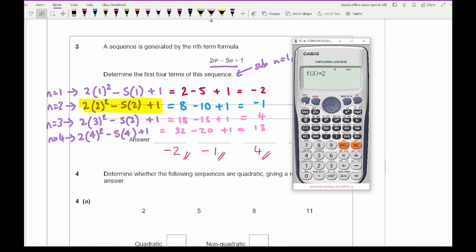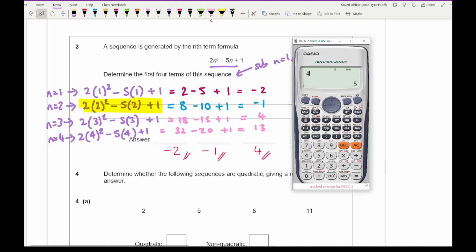So if I've got 2 alpha x, squared minus 5 alpha x plus 1 equals, g of x, just bypass that because I only want one result. The starting value is 1 because I want the first term. The end term is 4 because I only want 4 numbers.